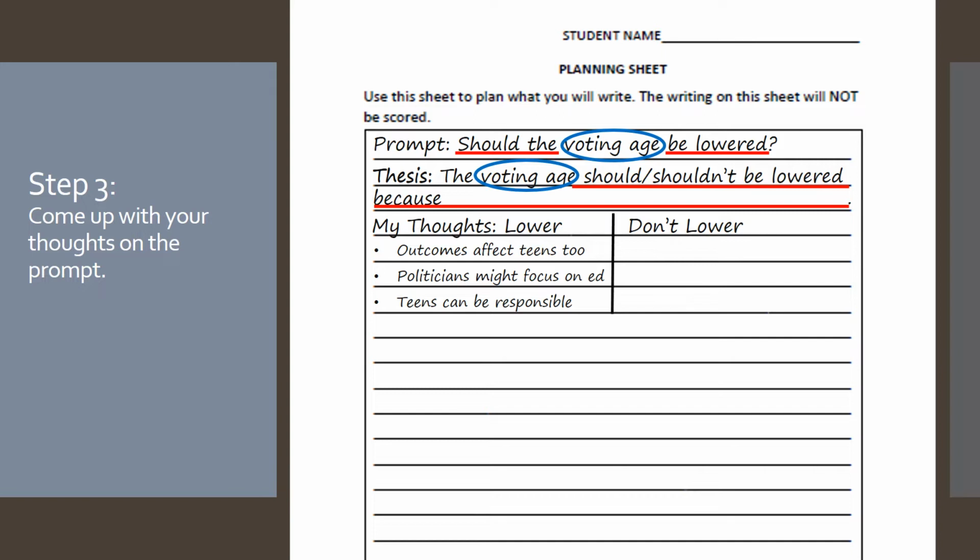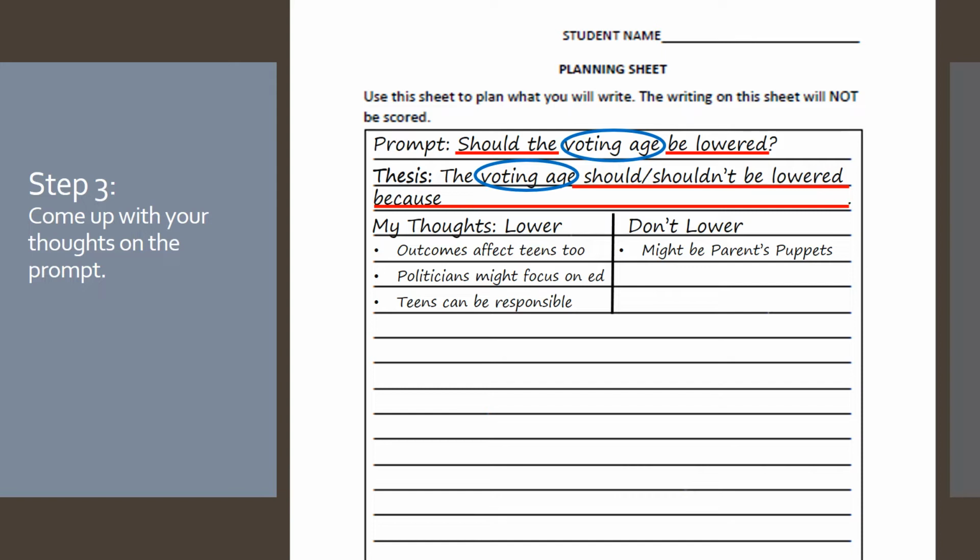For not lowering it, I want to come up with some reasons as well. So maybe if we do lower the voting age, these teenagers won't think for themselves. Maybe their parents are just going to tell them how to vote, and these teens will go along with it. Certainly the most influential person in your life might be your parents, and they influence your political beliefs.